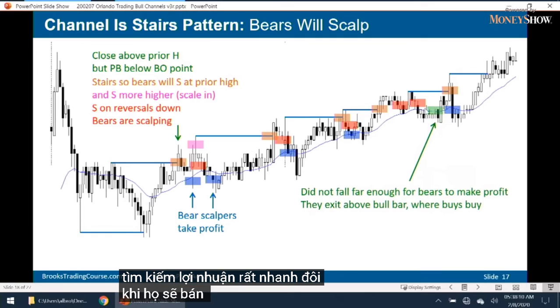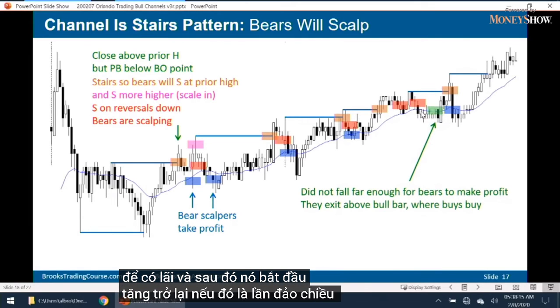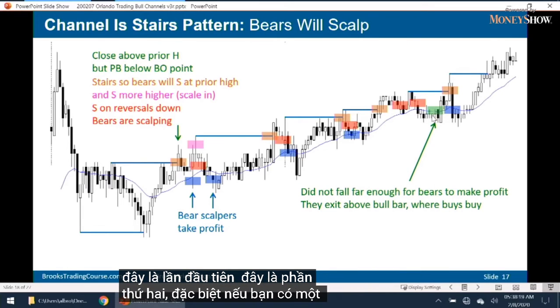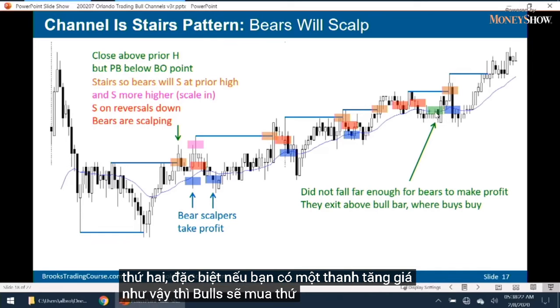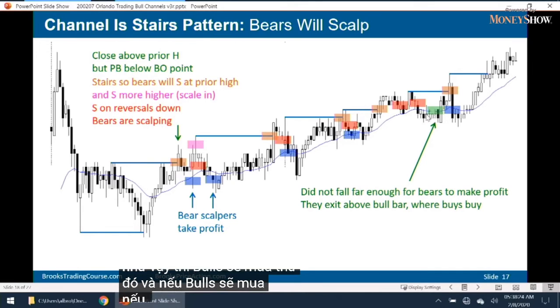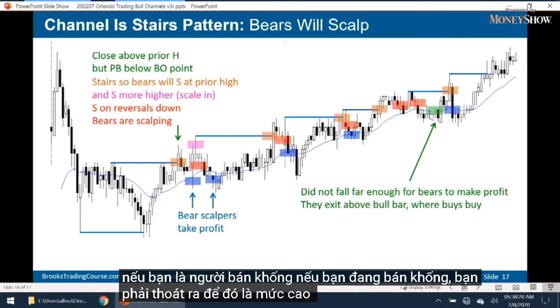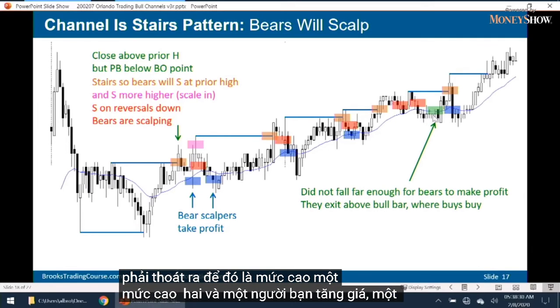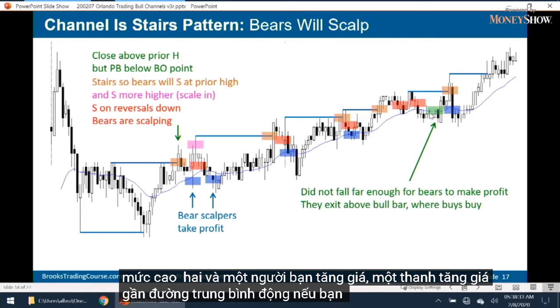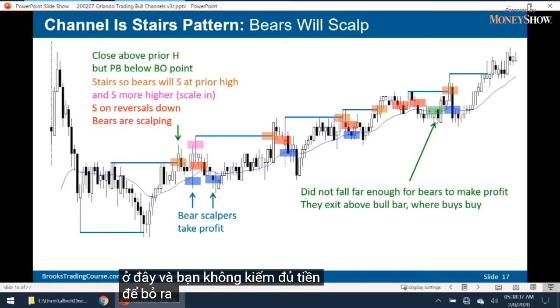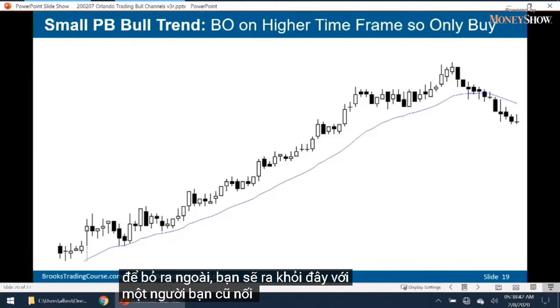Sometimes they'll sell, it doesn't fall far enough for a profit, and then it's trying to resume up again. If it's a second reversal up, here's a first, here's a second, especially if you have a bull bar like that, the bulls are going to buy that. And if the bulls are going to buy, if you're short, you have to get out. So that's a high 1, a high 2, in a bull trend, a bull bar near the moving average. If you're short here and you did not make enough money for a scalp out, you get out here on the resumption up. Tight bull trend.